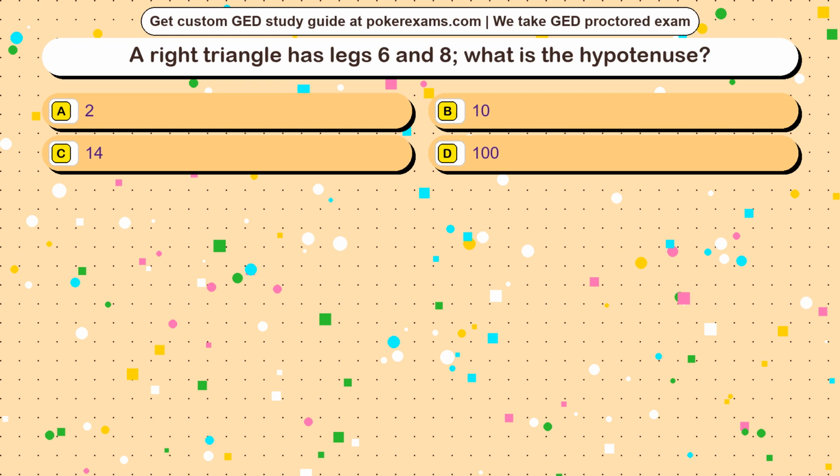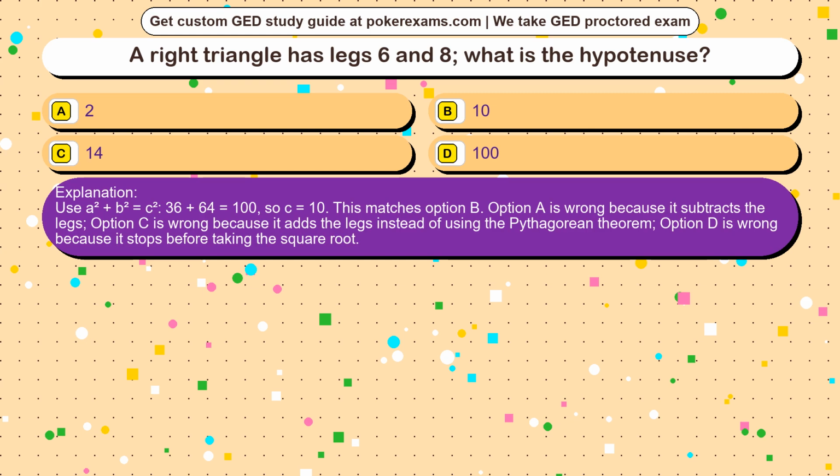The correct answer is option. Use a² + b² = c², 36 + 64 equals 100, so c equals 10. This matches option B. Option A is wrong because it subtracts the legs. Option C is wrong because it adds the legs instead of using the Pythagorean theorem. Option D is wrong because it stops before taking the square root.